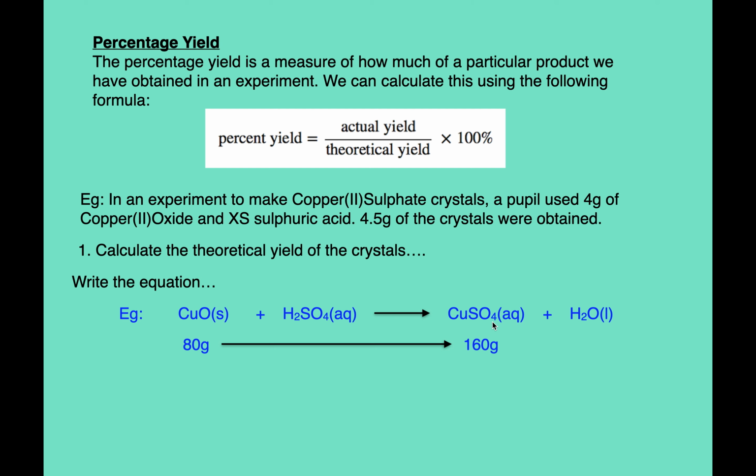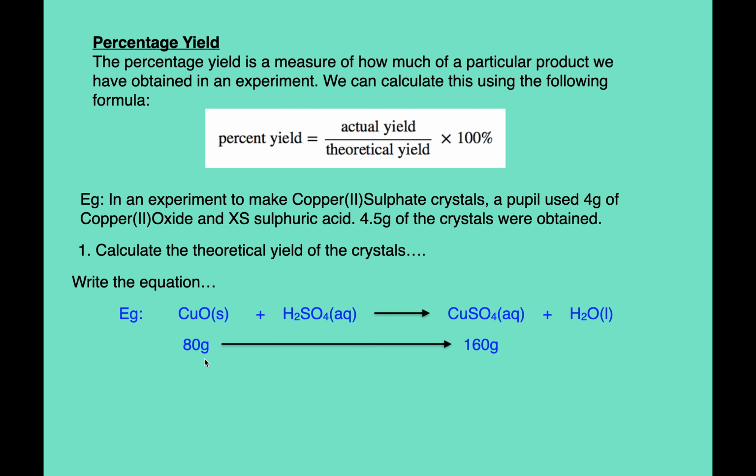Again, add this all up. Copper 64, sulfur 32, oxygen 4 times 16. 4 times 16 is also 64. 64 and 64 is 128 plus 32 is 160. We're not worried about how much mass of these we would have. Basically, 80 grams of this would make 160 grams of this.